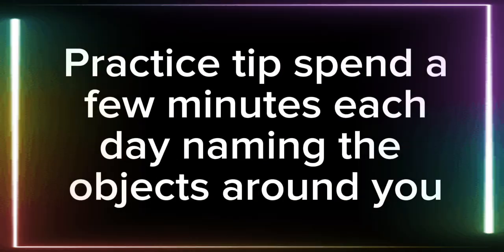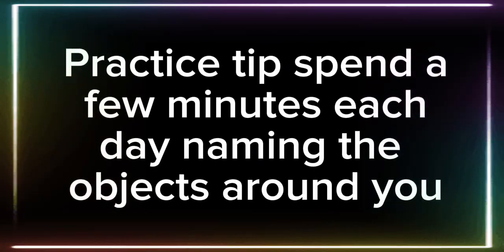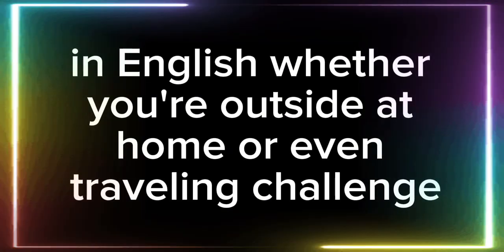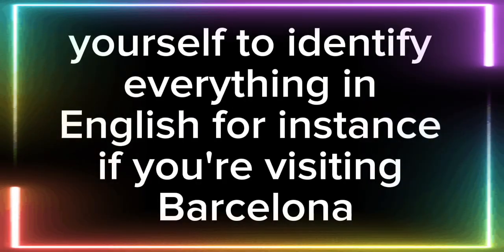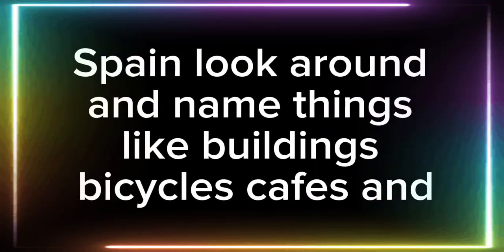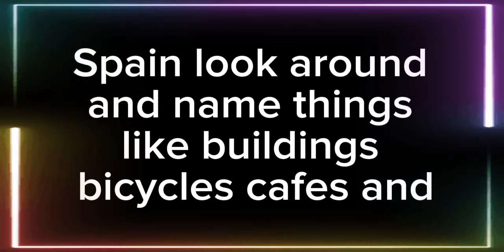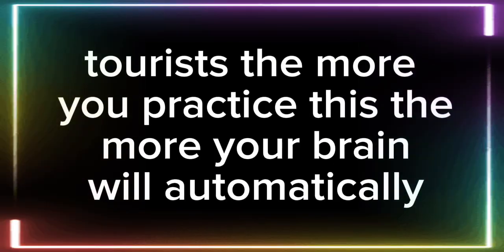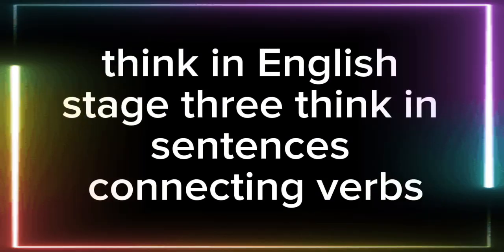Key practice tips: spend a few minutes each day naming the objects around you in English, whether you're outside, at home, or even traveling. Challenge yourself to identify everything in English. For instance, if you're visiting Barcelona, Spain, look around and name things like buildings, bicycles, cafes, and tourists. The more you practice this, the more your brain will automatically think in English.